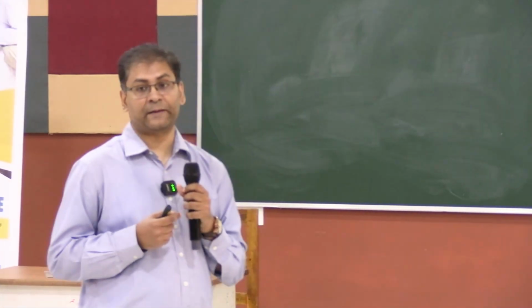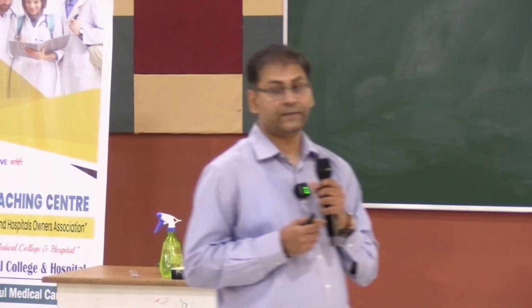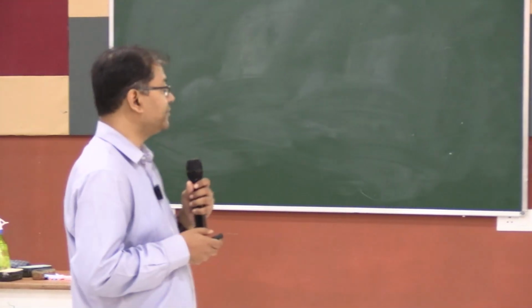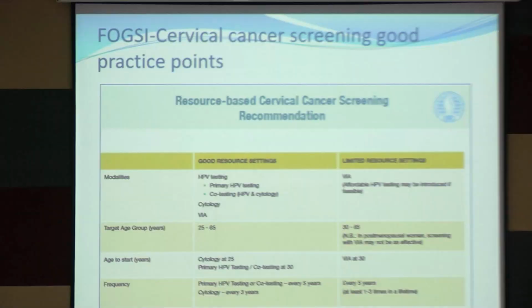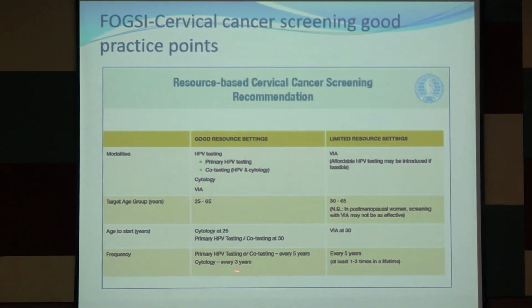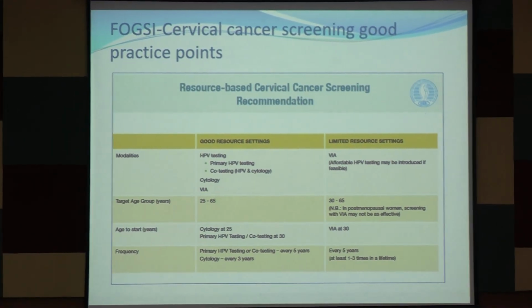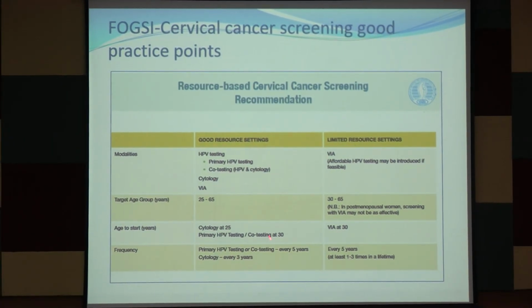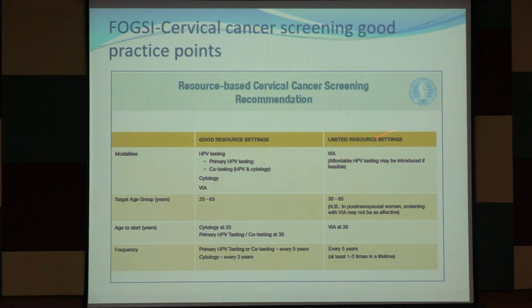What is the interval for pap smear? Every 3 years. Pap smear is every 3 years. Okay. HPV testing, wherever HPV testing is available, is every 5 years. Co-testing stands for pap smear plus HPV. That's why it's also every 5 years. Whereas VIA starts at 30 years and is every 5 years. This is for a limited resource setting, but ideally if we have facilities, we should follow this. Okay.